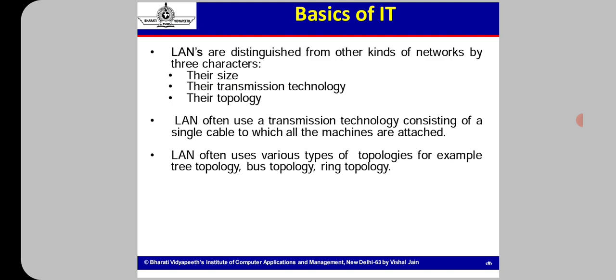LAN often uses a transmission technology consisting of a single cable to which all machines are attached. So in LANs we may use a single cable or transmission medium to connect all the systems, PCs, desktops or terminals. LAN often uses various types of topologies, for example tree topology, bus topology and ring topology.